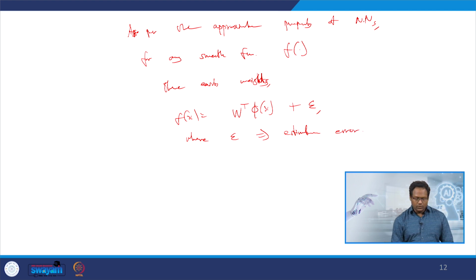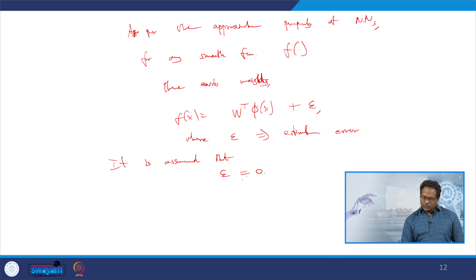Okay. So, now it is assumed that the estimation error is 0. It is assumed now, as of now, that the estimation error is 0 for our current case. We are going to consider in the end of this lecture that the estimation error is non-zero. What will happen to the control law?